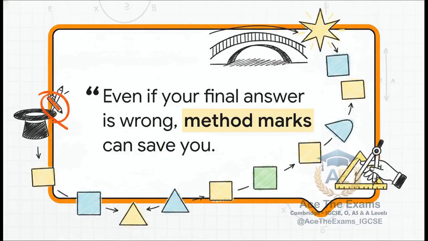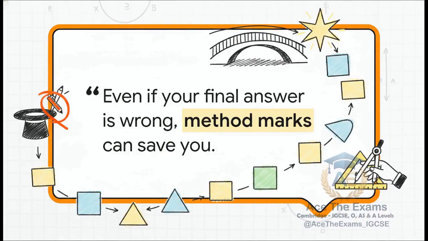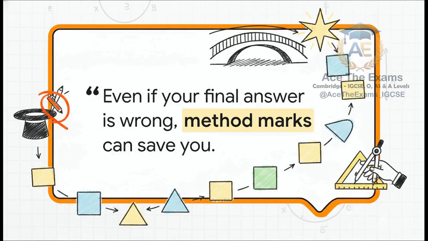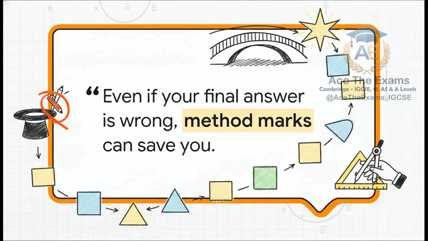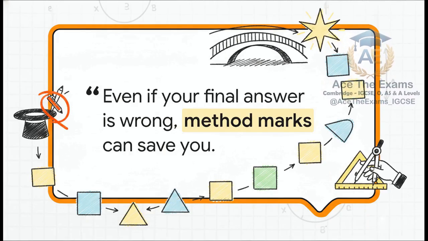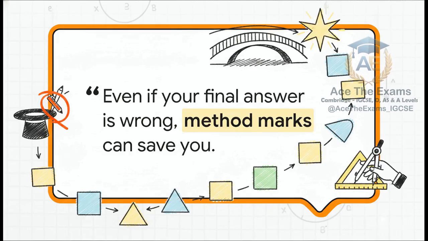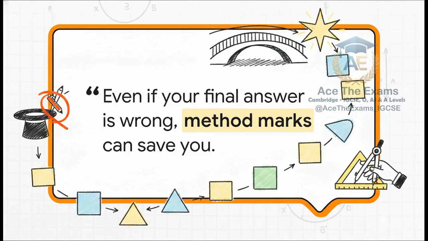The crucial point is this literal examiner alert. Even if your final answer is wrong, method marks can save you. I call this the method over magic approach. Listen, you aren't a magician trying to pull a rabbit out of the hat. You are an architect building a logical bridge for the examiner to walk across. Showing your working out is your ultimate safety net.